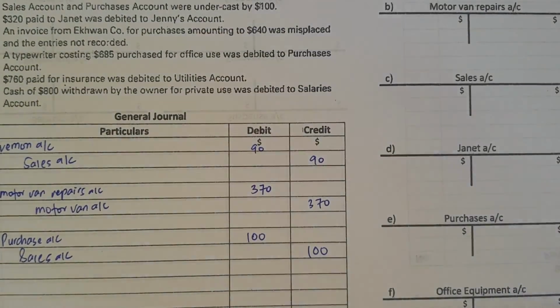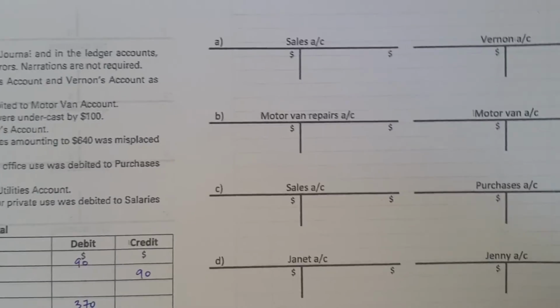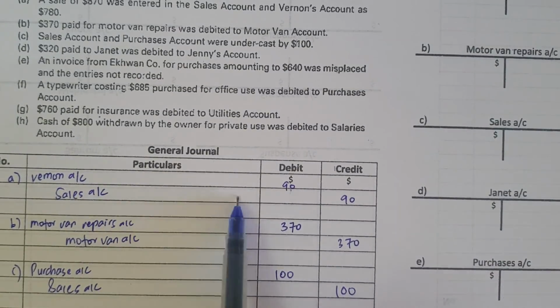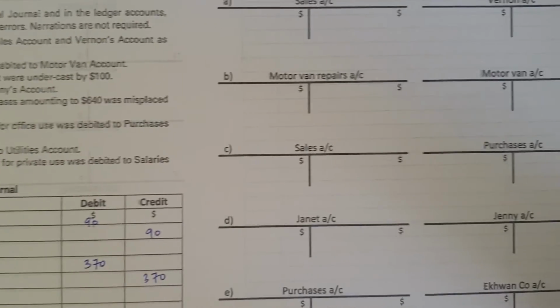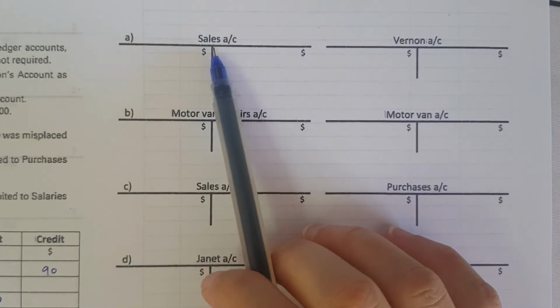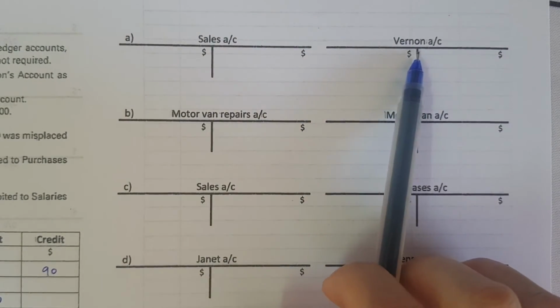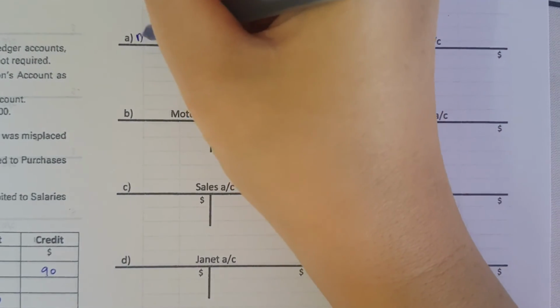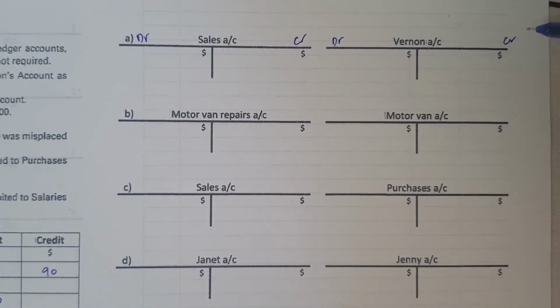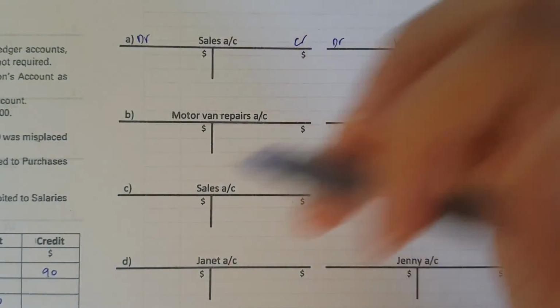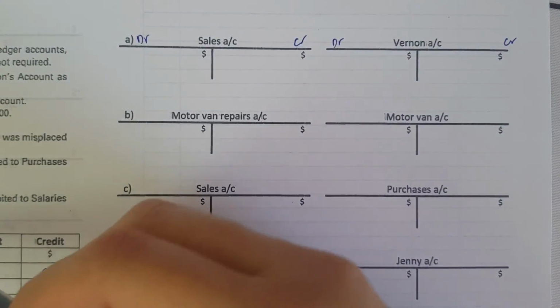Now I'll just very quickly show you how to put in the ledger account. Okay, now you look over here, debit Vernon 90 and credit sales 90. So you have to record it in the ledger account over here. Look carefully. This is sales account, this is not Vernon, okay? So we look at the Vernon account, debit. If they don't give it to you and you find it difficult, you can just write debit and credit by yourself, because by now you should know the left hand side is debit and the right hand side is credit, okay? So debit Vernon 90 and credit sales 90.